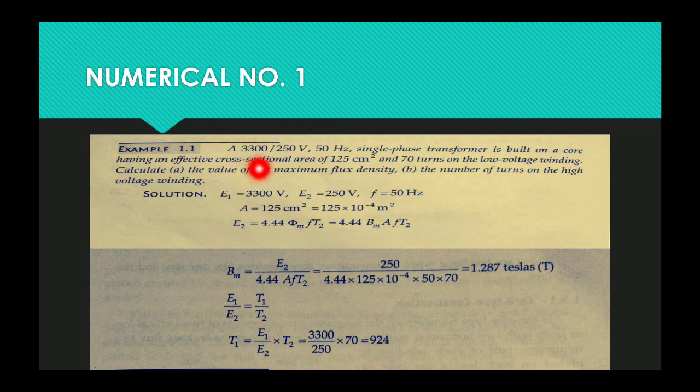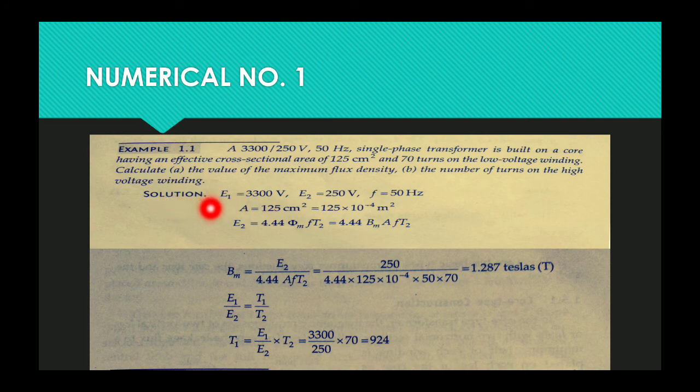A 3300 by 250 volt, 50 Hz single phase transformer is built on a core having an effective cross sectional area of 125 centimeter square and 70 turns on the low voltage winding. Calculate the value of the maximum flux density and the number of turns on the high voltage winding.